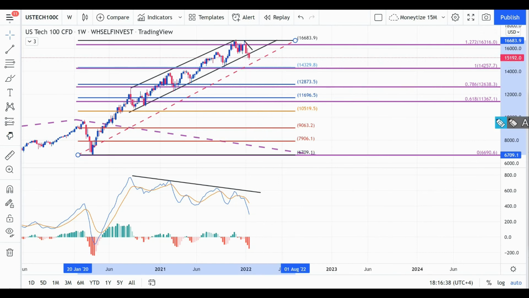So we can expect the correction to the first level, 14,329, and if it continues further, then we may expect till the second one, which is around 12,873. So these are the levels you should pay attention to. 14,329, you can round it off to 14,330, 14,350, and if this level is also broken, then the next level to pay attention to is 12,873, and invalidation would be a break above 16,300.